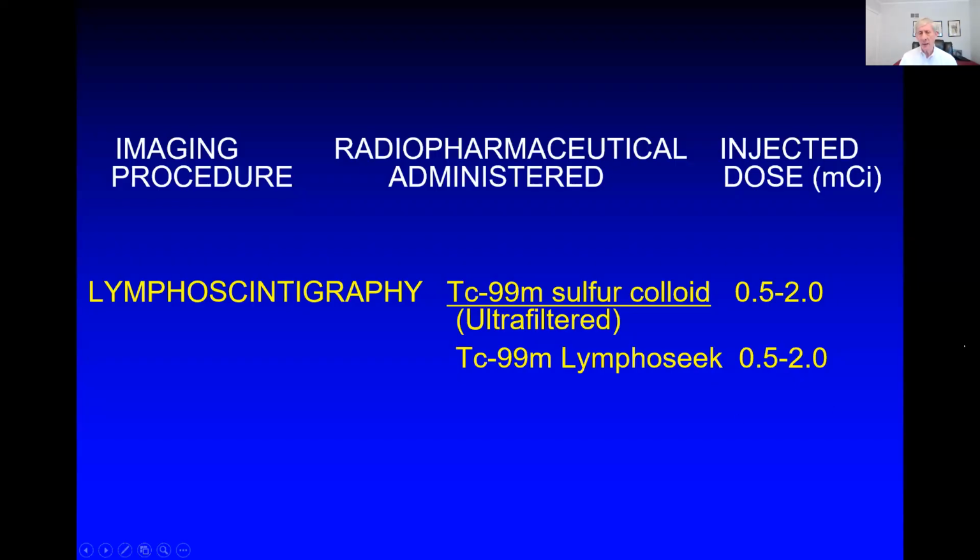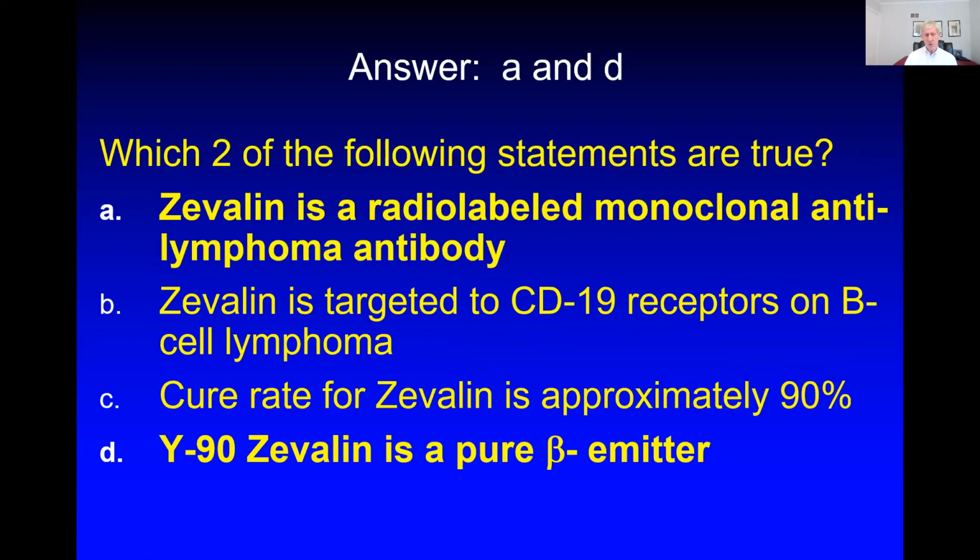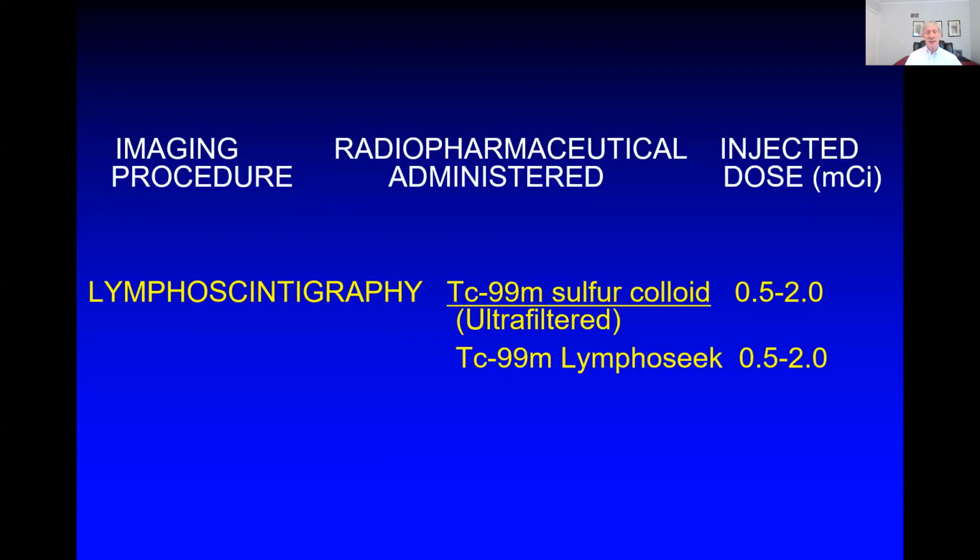And this, I believe, is where we stopped last time. We were discussing Zevalin, which is an antibody that is designed to treat certain forms of non-Hodgkin's lymphoma. And today in the big chart, we're going to start with lymphoscintigraphy. I know that you're all familiar with it. And today we have two agents of choice.